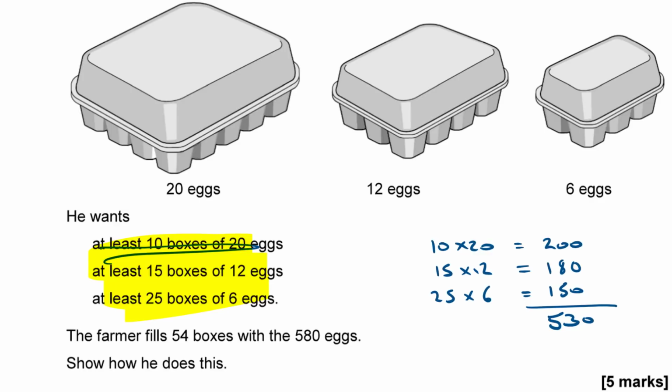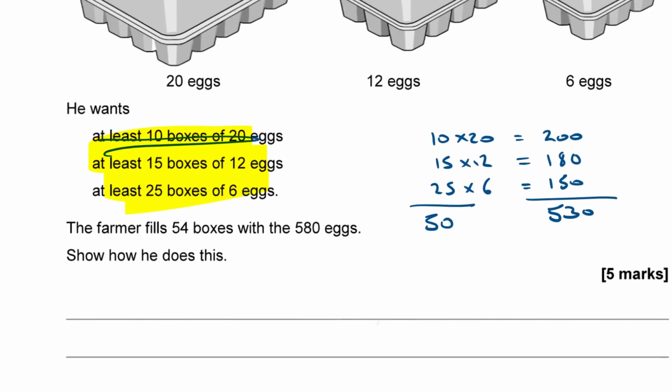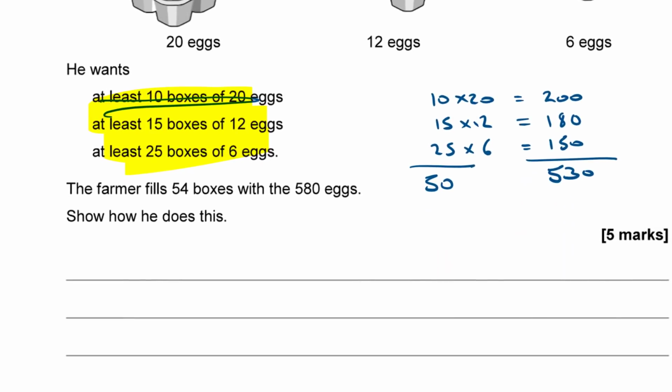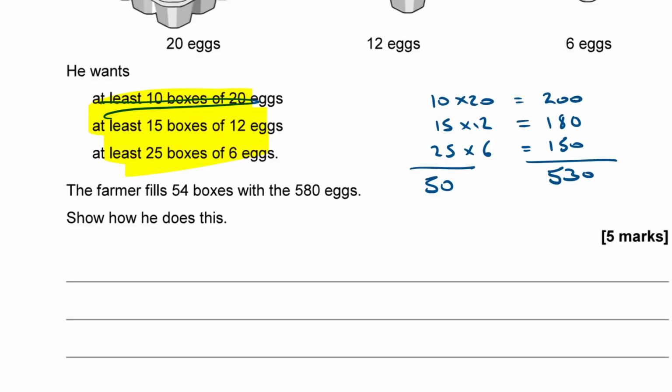Now, how many boxes have we used? We've used 10 boxes of size 20, 15 boxes of size 12, and 25 boxes of size 6. So how many boxes is that altogether? So we can add those up as well. 10 plus 15 plus 25. I don't need a calculator to work out that that's 50. So let's compare what he's got so far with what he has to fill. So far we have used 50 boxes and we've filled 530 eggs.